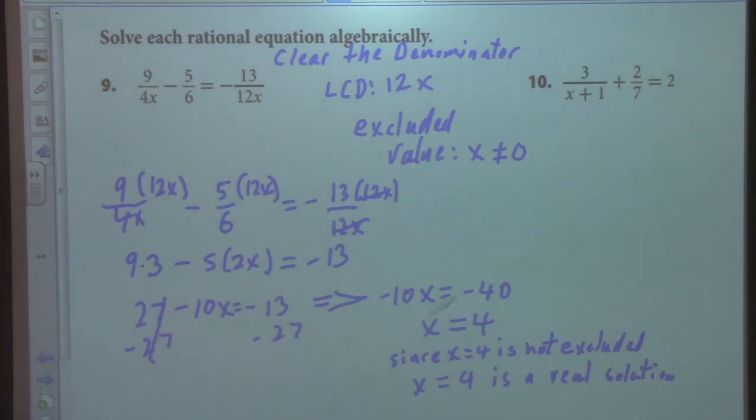Now, what would x equals 4 have been if it happened to be an excluded value? We would call it, in this case, an extraneous solution. It's one that turns out to be a non-real solution in this one. Okay, so that's going to be number 9 worked out.